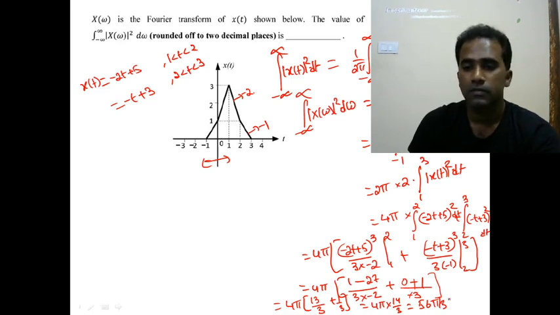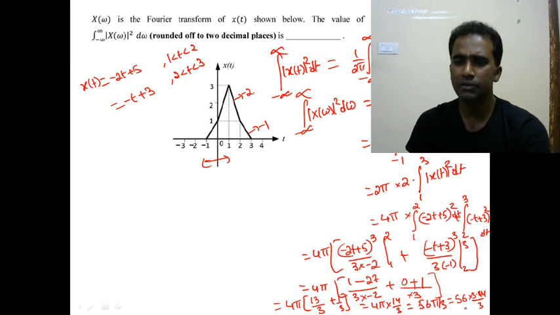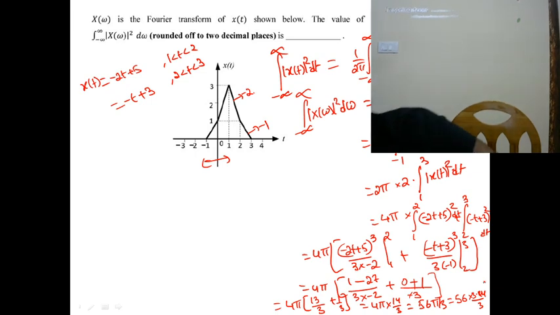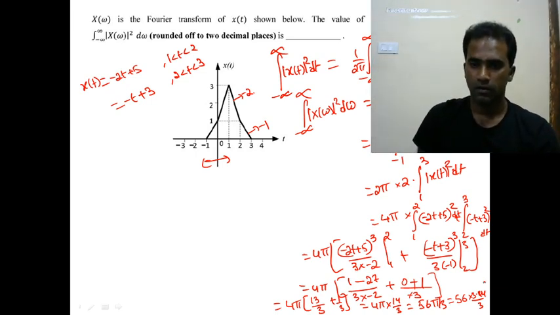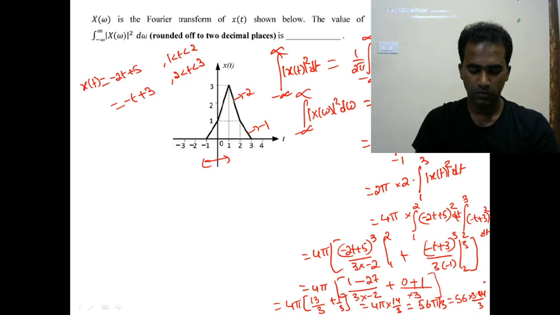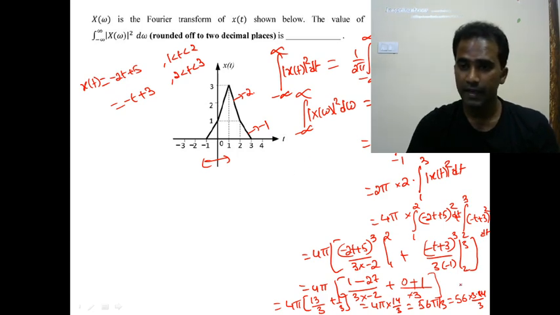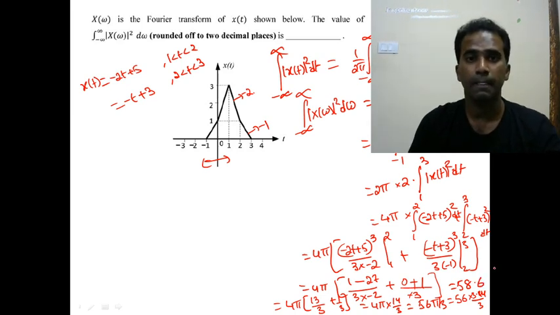So it is 56 into 3.14 divided by 3. So the answer will be approximately 58, 59, something like that. You can use the calculator to calculate it. So let me do it. One second, let me do it. Let me tell you the answer. Right, approximately 58.6 or 58.7, something around that. So that's the answer.